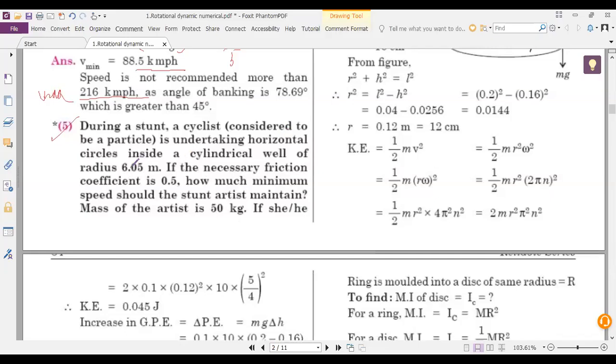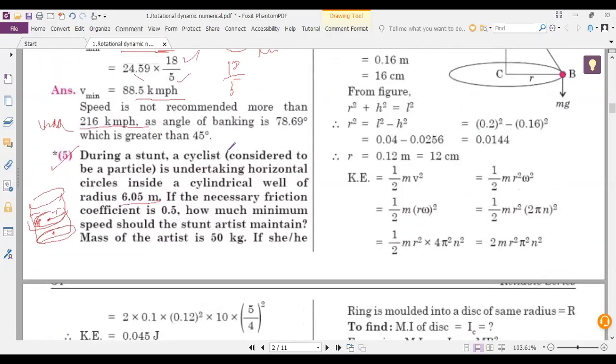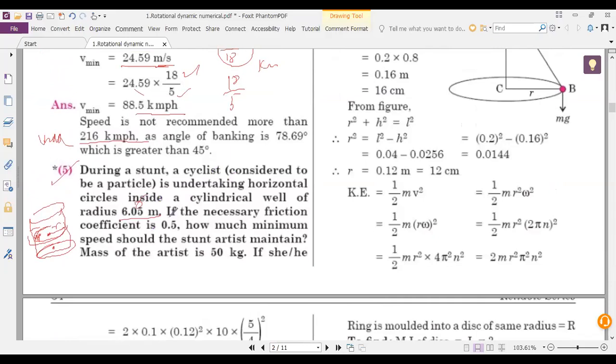Now question number 5: during a stunt a cyclist is considered to be a particle undertaking horizontal circuit. That means एक cyclist है, वो मौत का कुआं पता होगा ना तुम लोगों को, डेथ वॉल, उसमें साइक्लिस्ट गोल गोल घूम रहा है। ओके, उसका रेडियस दिया है, मतलब वो जो गोल घूम रहा है, तो ये इसका रेडियस हो गया, रेडियस इज गिवन 6.05.